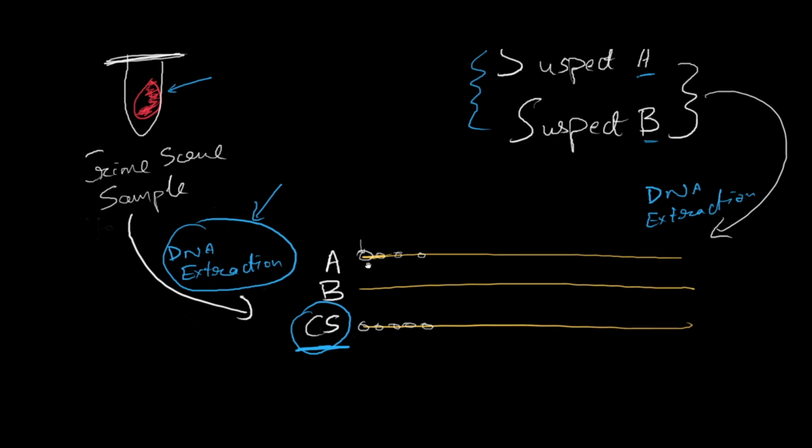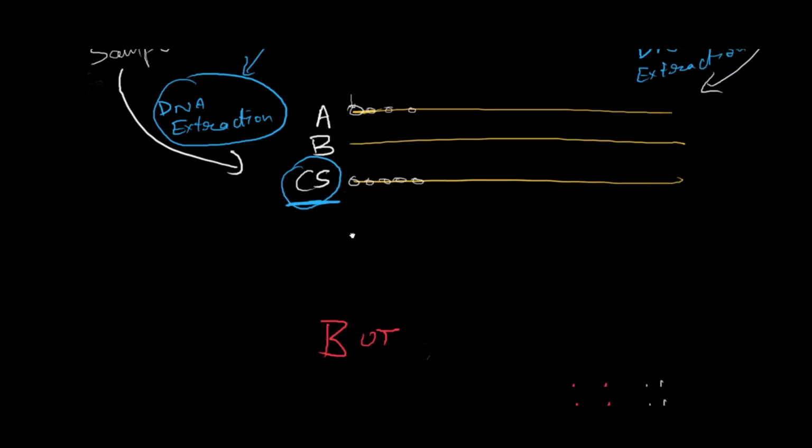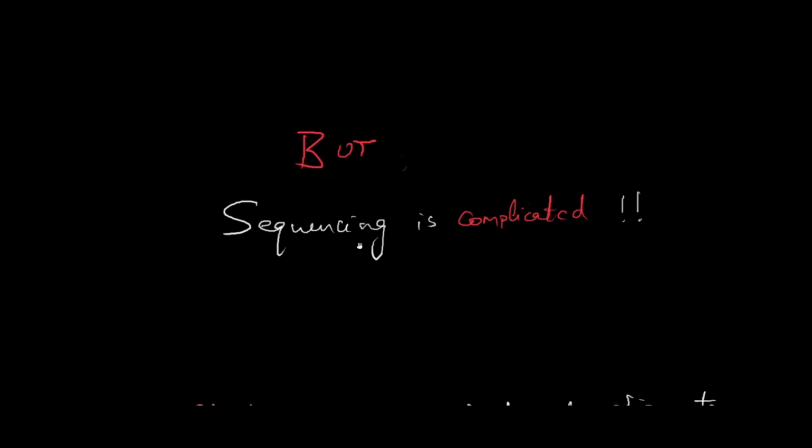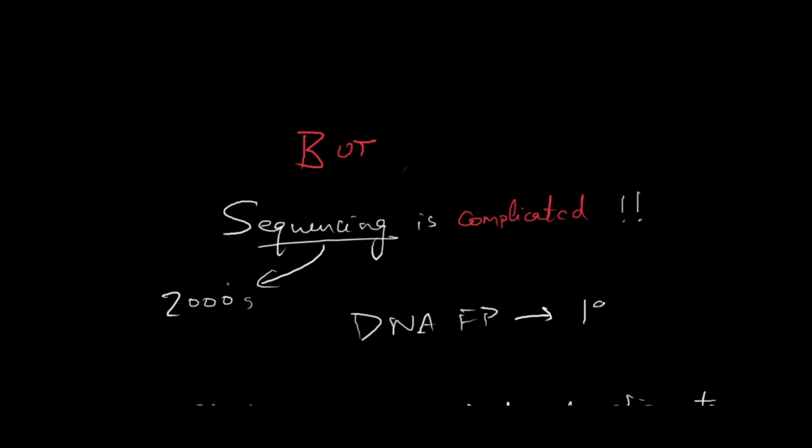Okay, that sounds nice, but there is a problem, and the problem is that sequencing is complicated. Not only is it complicated, it is expensive, and also we have a kind of historical problem here, which is that sequencing for human genomes was only possible post 2000s, whereas DNA fingerprinting as a technique to figure out who the criminal is, or to settle parental disputes, was something that was discovered in the 1980s.